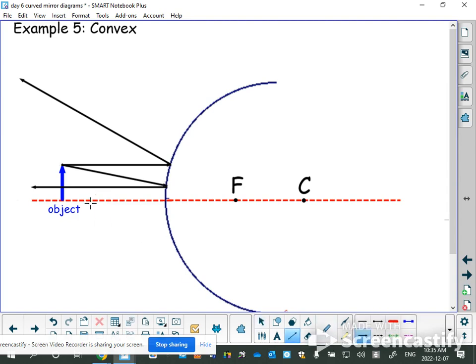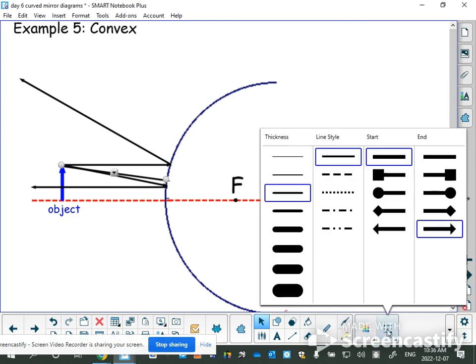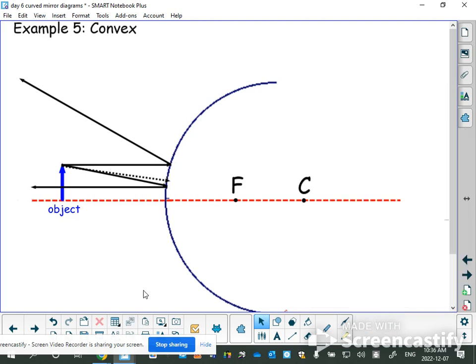And then finally, the third one, we're going to aim at the center of curvature and back along itself. Just like the other one though, we will stop when we hit the mirror. So we actually won't draw this bit in here, right? We'll just draw it so it's aiming at the center of curvature. This is going to be virtual. We kind of knew it should be virtual, right? Because we already knew that we were going to end up with a virtual image.